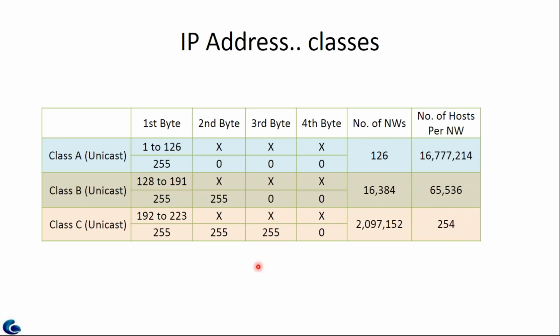Now, if I go to class C, it is somewhat opposite of class A. Here the 24 bits are network bits and 8 bits are host bits. So as a result, you have 2 million networks possible. If I take this one, this is 32. 192 to 223, if you count them, it is 32. 32 into 256 into 256, you get 2,097,152. And the number of hosts is fewer. It is 254 actually. 256, but two values will go, one for the ID, one for the broadcast address.